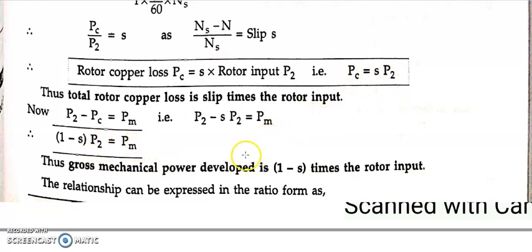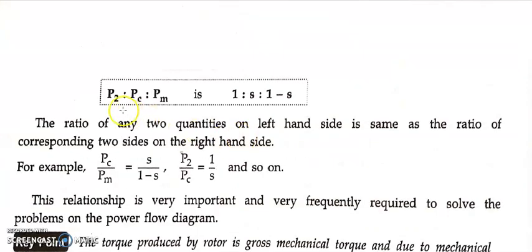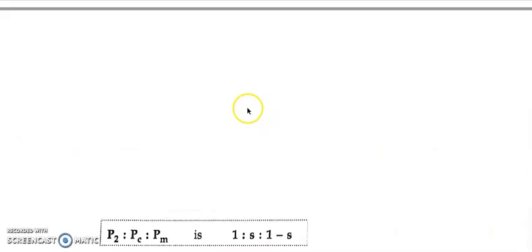Now we only need to organize it. The relationship can be written in ratio form. P2 to PC is 1 by S, so P2 by PC equals 1 by S. And the PC and PM relation is S by 1 minus S. So all together, P2 : PC : PM is 1 : S : 1 minus S. This is very important as far as problems are concerned, so please all of you remember this. P2, PC, PM is 1 is to S is to 1 minus S. Again, it is very simple.